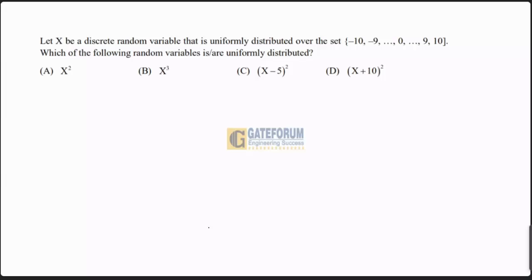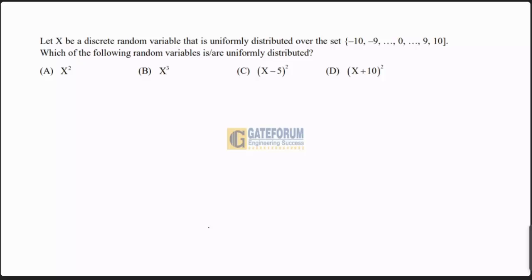The question is, let X be a discrete random variable that is uniformly distributed over the set minus 10, minus 9, and so on, 0, and so on, 9, 10. Which of the following random variables is uniformly distributed? 4 options given. This is from engineering mathematics, from the topic probability and statistics, subtopic distributions, discrete distribution. And this is one more question.